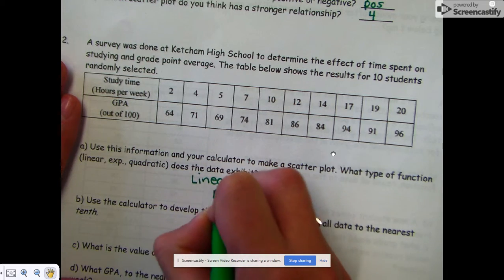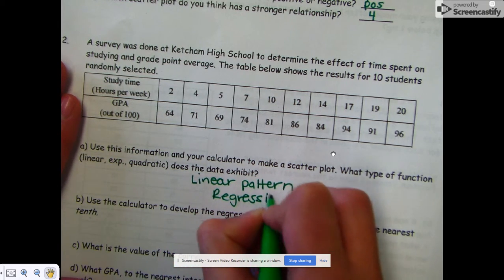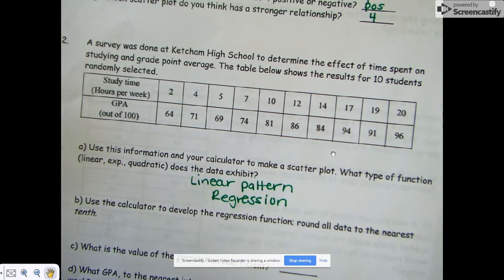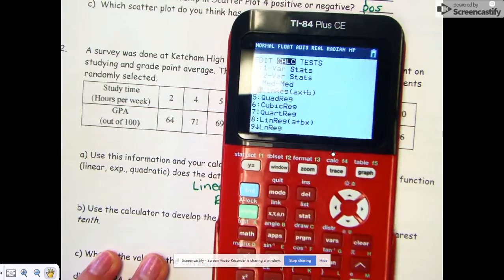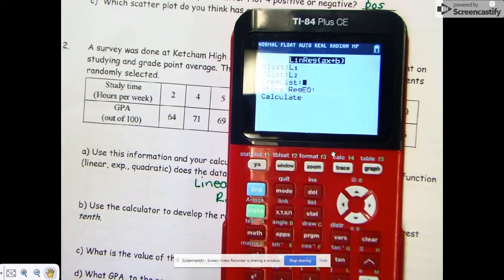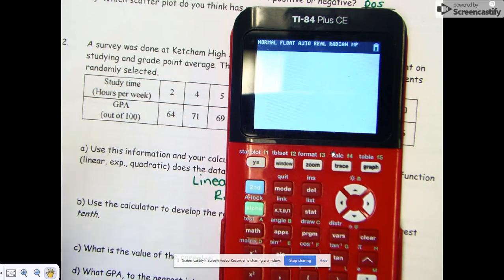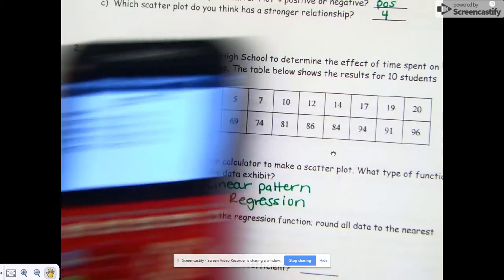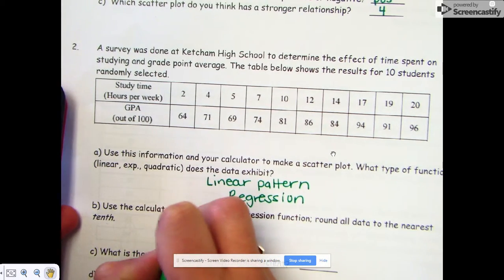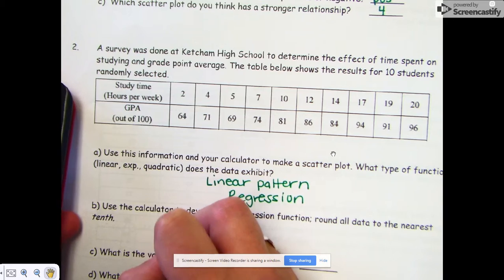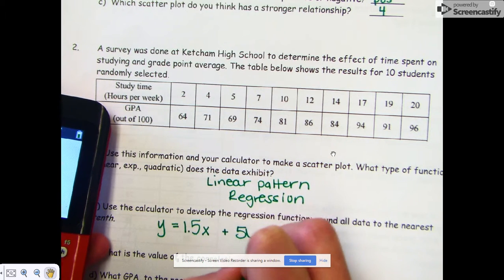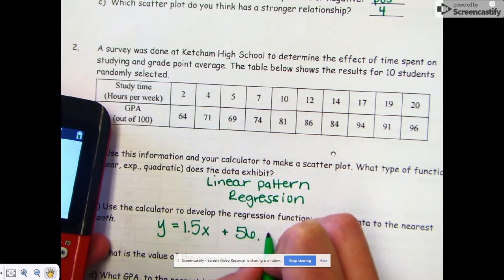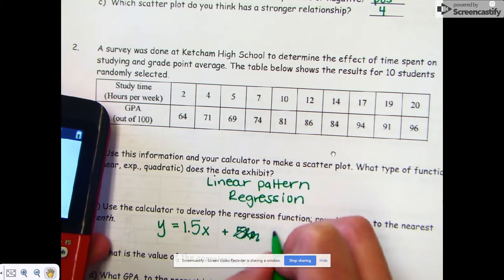So I know it's going to have a linear regression. Then I can say I need to use the linear regression function on my calculator to determine the equation. If I go to stat calc, I want to go down to LinReg because my data is linear. Tomorrow we're going to work with data that's exponential or quadratic, and that's when we'll use some of the other functions there. It wants us to round to the nearest tenth, so you should have y equals my a, or my slope, 1.5x, and then my b value is 56.9, but it wants us to round up, so it'll be 57.